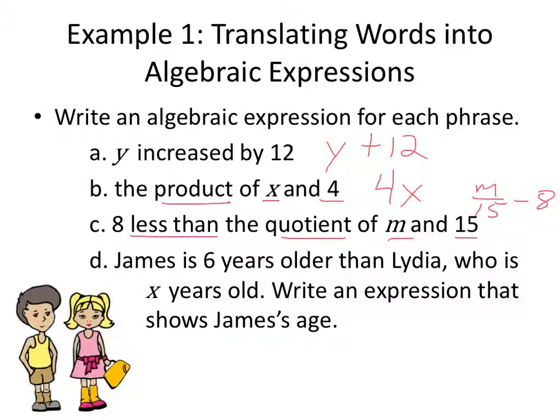And then letter D says, James is 6 years older than Lydia, who is x years old. Write an expression that shows James's age. So Lydia is, we'll say, x years old, but then James is 6 years older. So that's going to indicate addition. James is Lydia's age plus 6 more years. So x plus 6 would be our algebraic expression representing that.